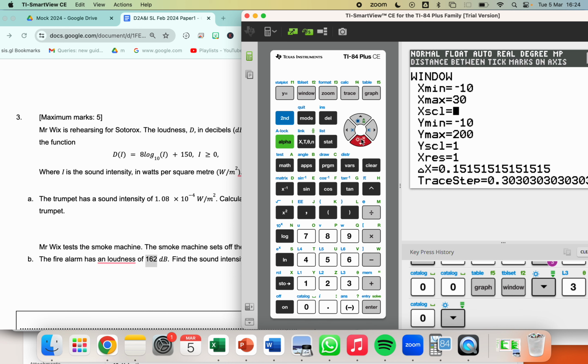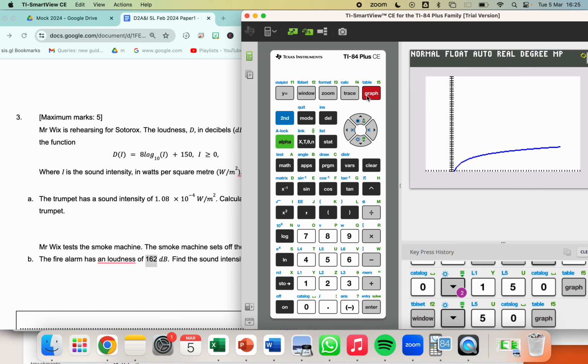We can see it intersects roughly here, so we're getting there, but we're still not quite there. So let's make x bigger again. Let's make this 50. Let's press graph. We can see the intersect here. So this is where our answer is going to be.